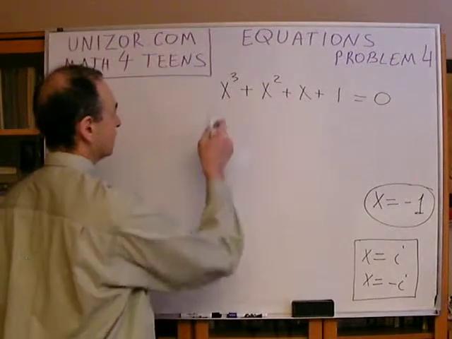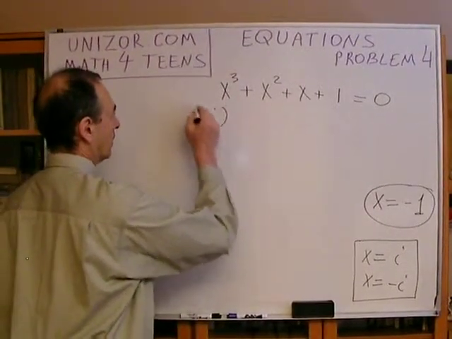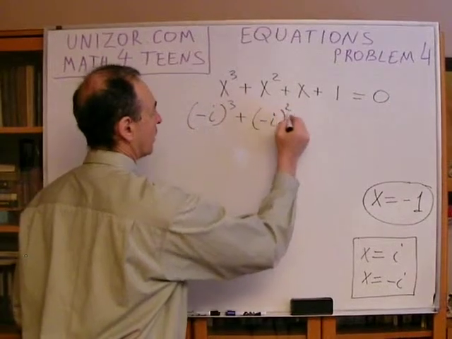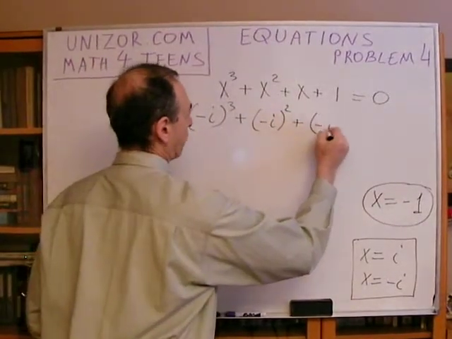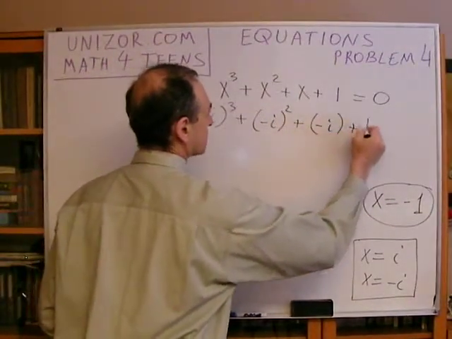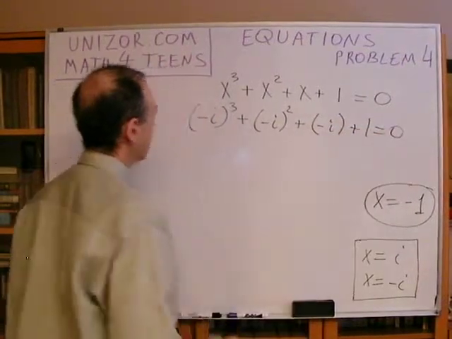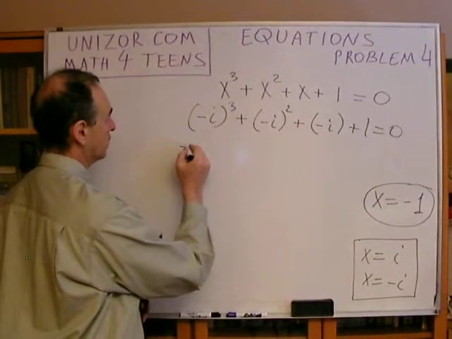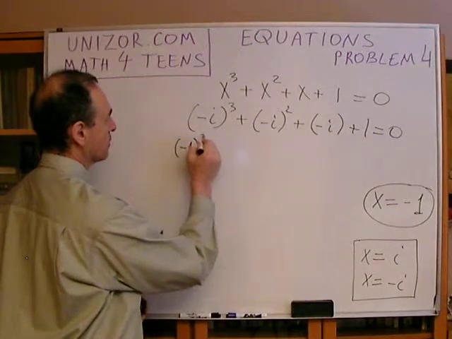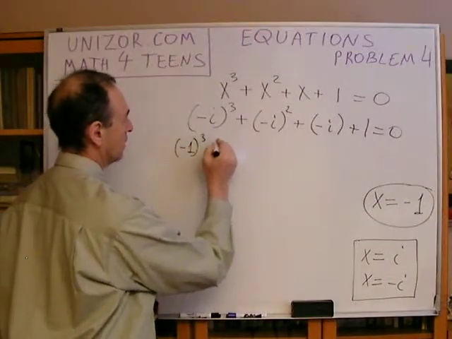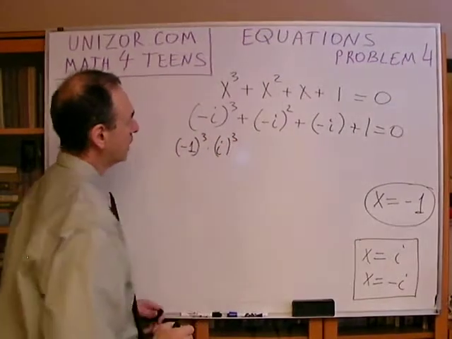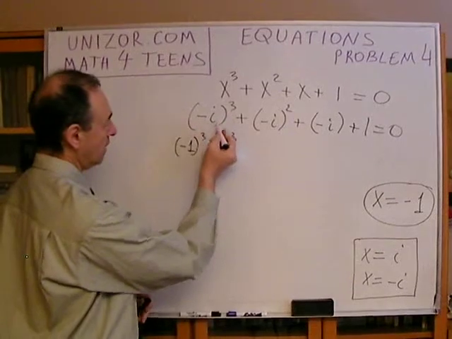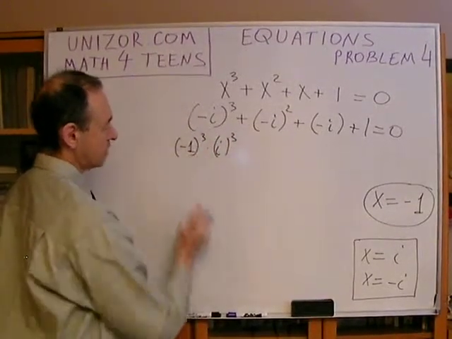Minus i to the third degree plus minus i squared plus minus i plus 1 equals 0. All right. Now, minus i to the third degree is minus 1 to the third and i to the third, right? Because minus i is minus 1 times i. So i is separate and minus 1 is separate.